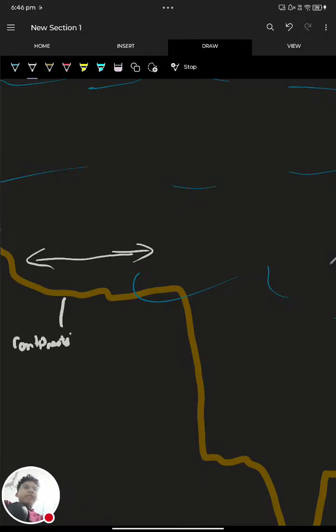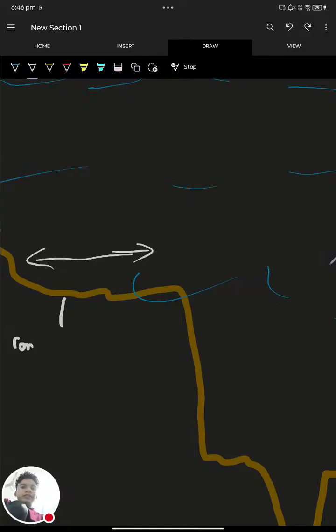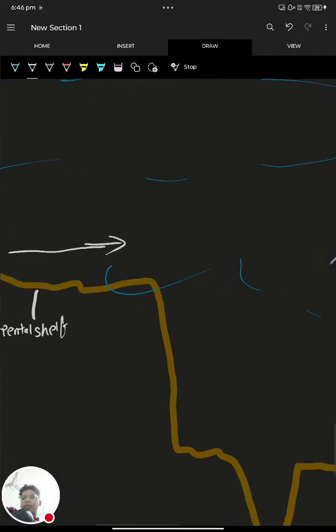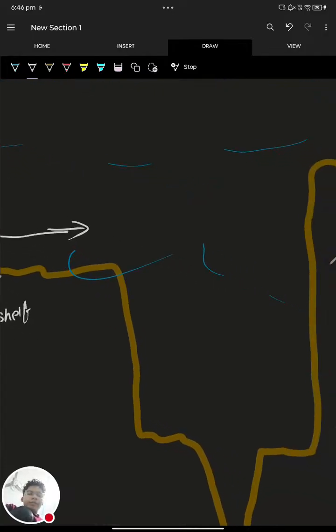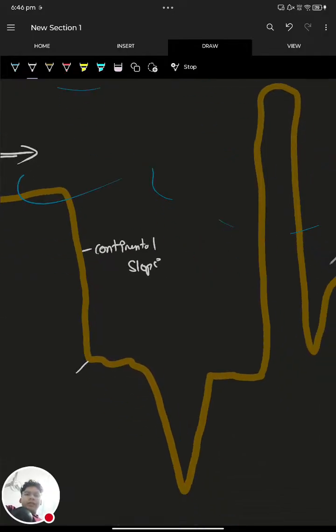Continental shelf, as you can put a shelf there. Now, remember continental, so now the continental slope, because it is going down. Then this is called the continental rise, because the slope has ended, so now there would be a rise. Continental rise.